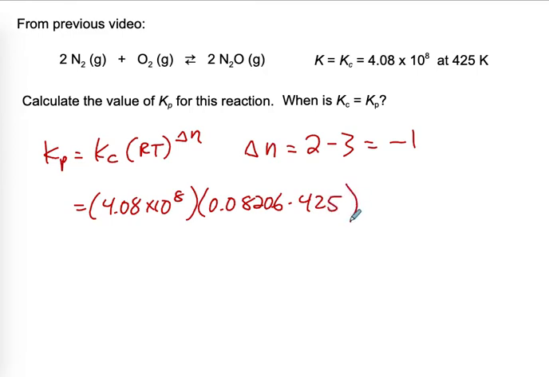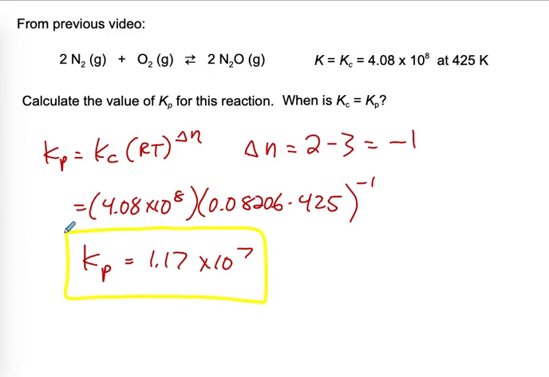Raised to the power of delta n, which is -1, which gives me a value of Kp equals 1.17 times 10 to the 7th. And this is the value of Kp you would use if you were doing equilibrium calculations using partial pressures rather than molar concentrations.